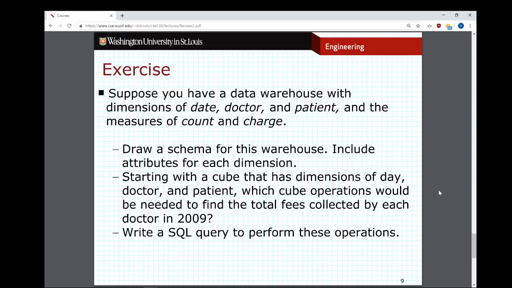I think that middle question is probably the most important one. So I want to know what cube operations would need to be performed. And then this last one is kind of interesting, but I'm not as concerned about it as the cube operations. Writing a SQL query to actually perform the cube operations necessary. I'll give you a few minutes to talk about this one with your neighbors, and then we'll sketch the solution up here in just a little bit.